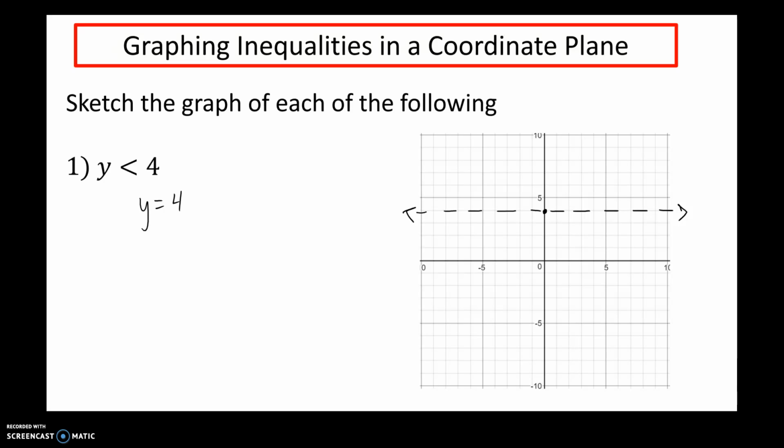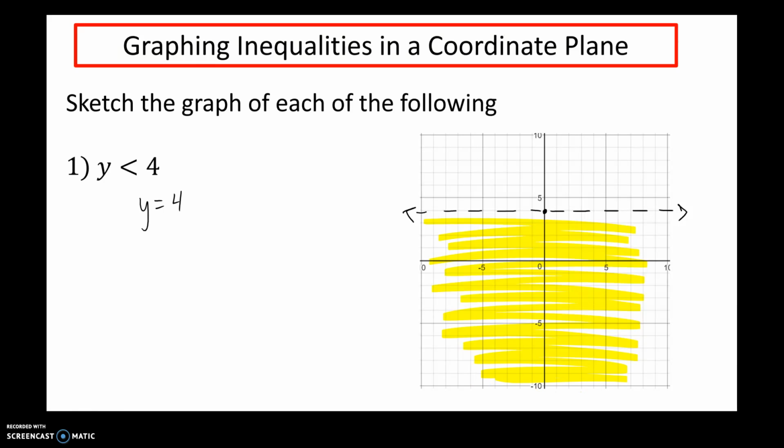Now a couple things here. We can think about it: if y is going to be all values less than 4, then that's going to be the region below the horizontal line. If you want to verify it with a test point, if we test the point (0, 0), I can only plug in 0 for y, and 0 is in fact less than 4. So again, we shade the region that includes the points that make the statement true.